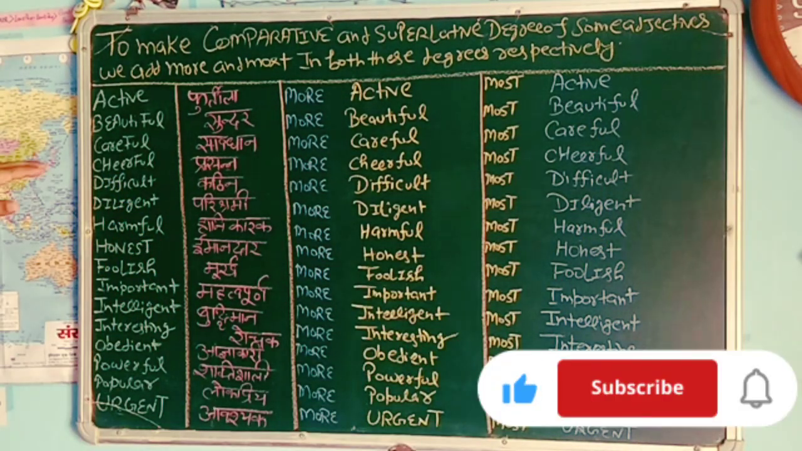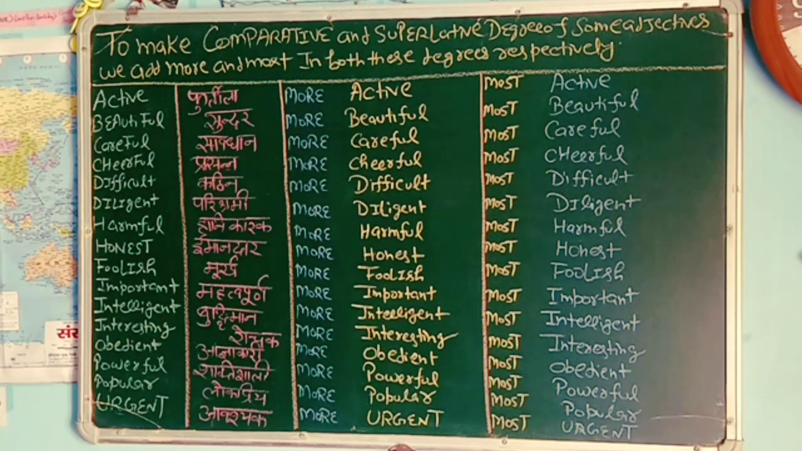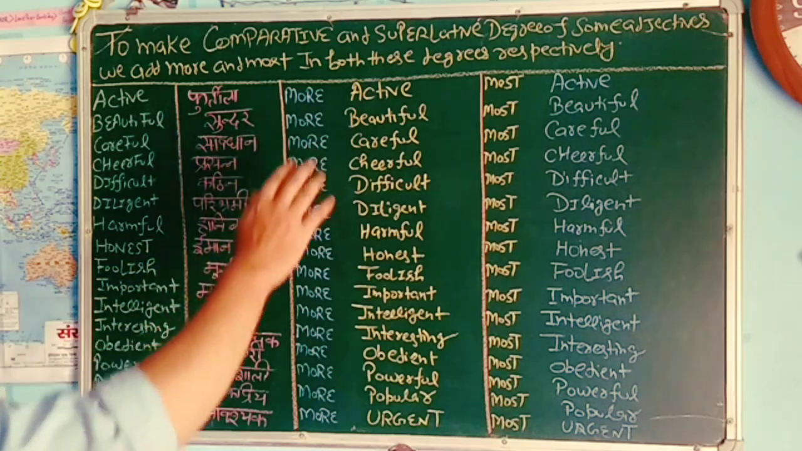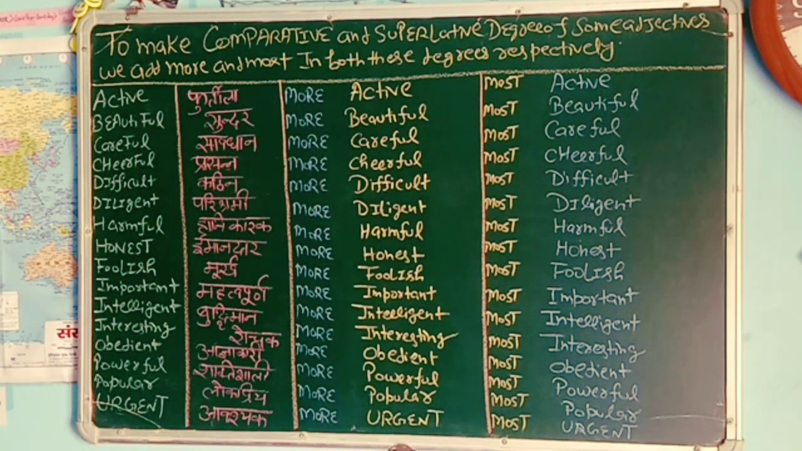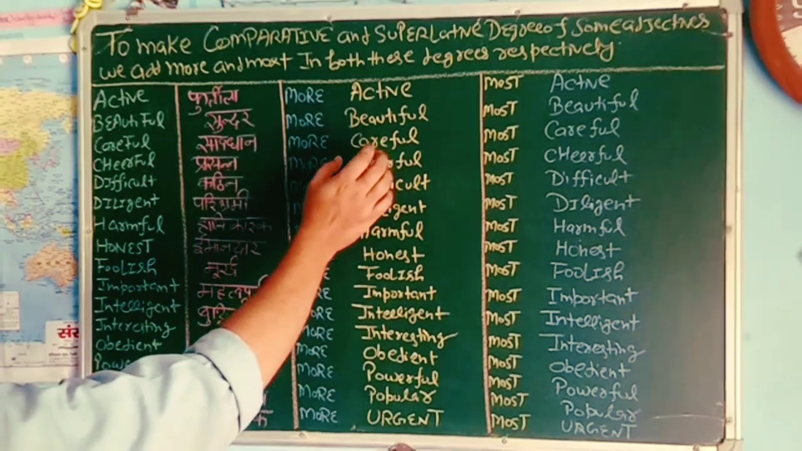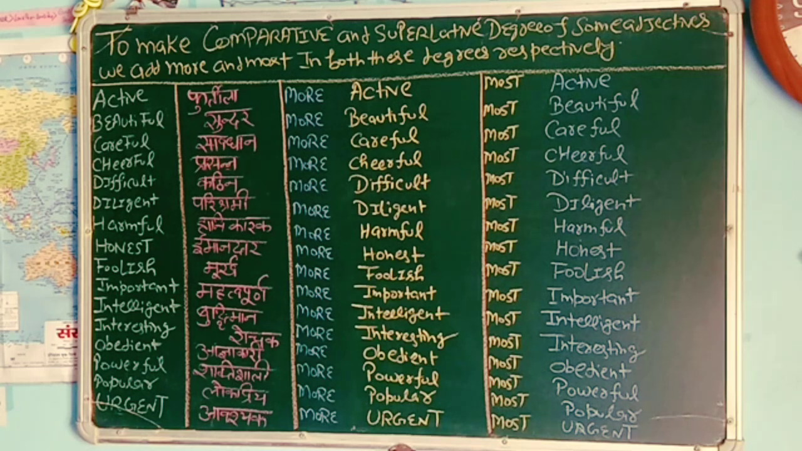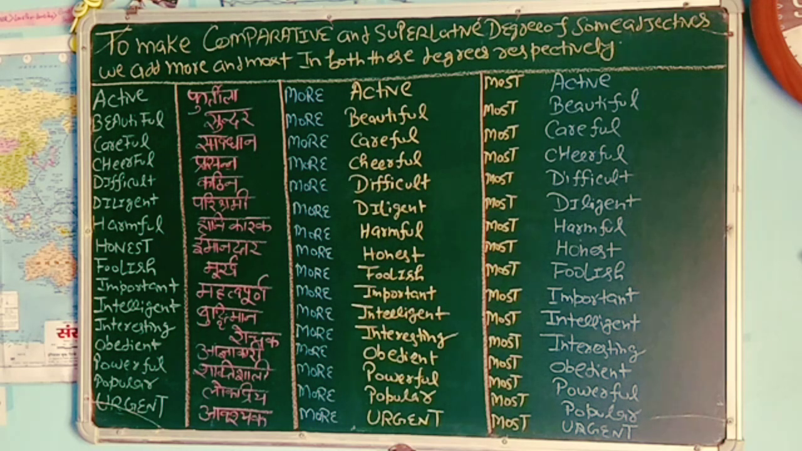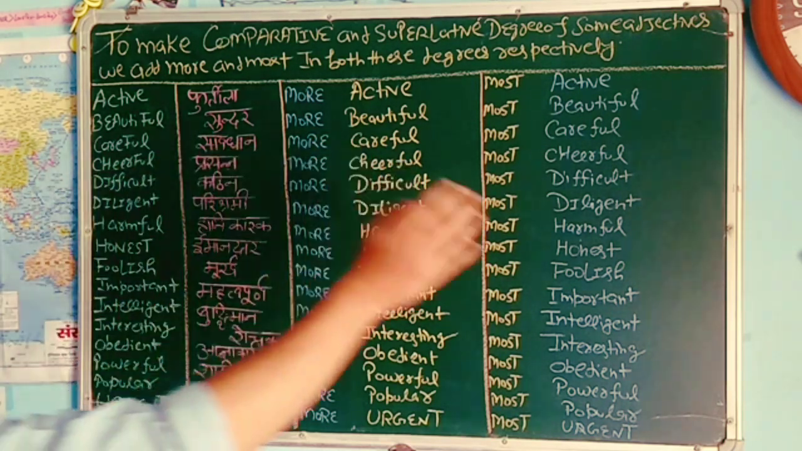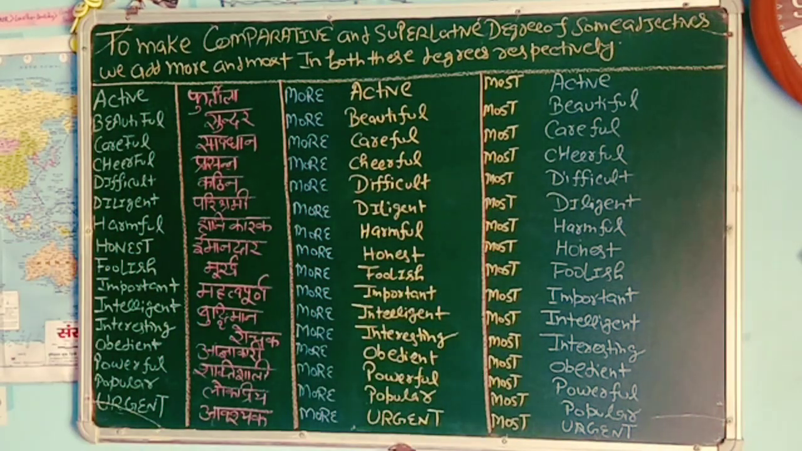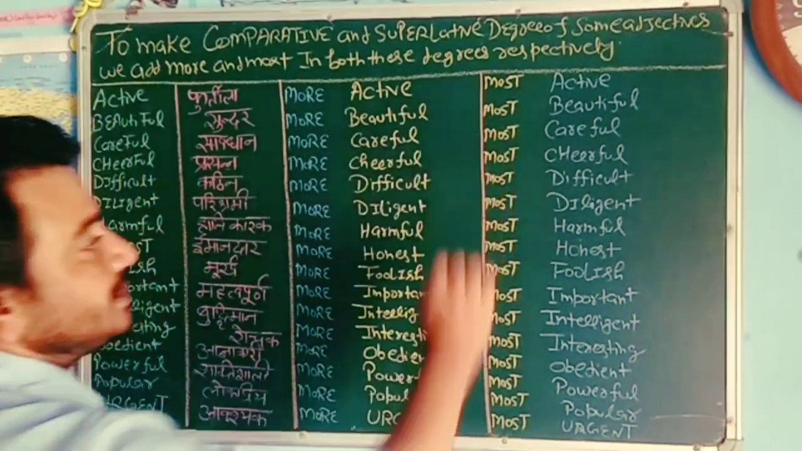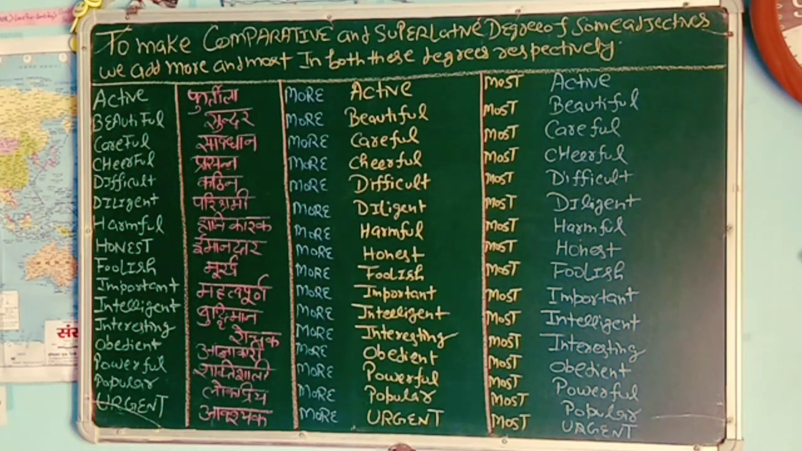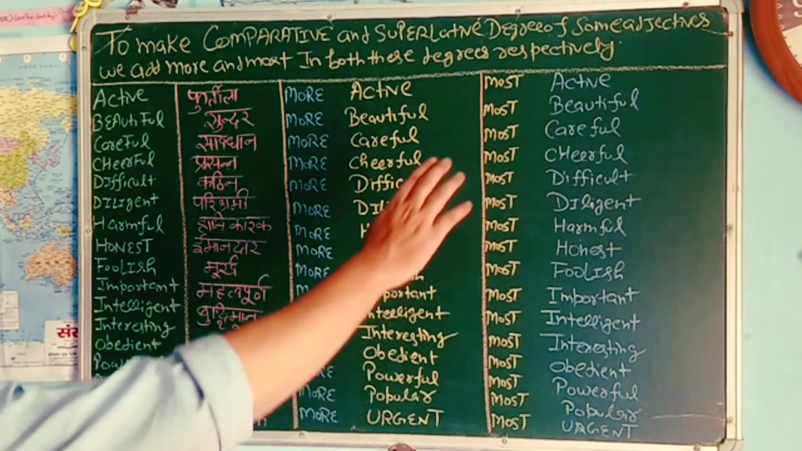Okay. So our next adjective is beautiful, which means in Hindi is sundar. If we try to make comparative degree, we use the word more before our adjective and it becomes more beautiful. So we make comparative degree of beautiful as more beautiful. Or if we want to make superlative degree of beautiful, it becomes most beautiful. We just add the word most before our adjective, that is beautiful, and it becomes most beautiful. So our complete degree of comparison becomes beautiful, more beautiful and most beautiful.